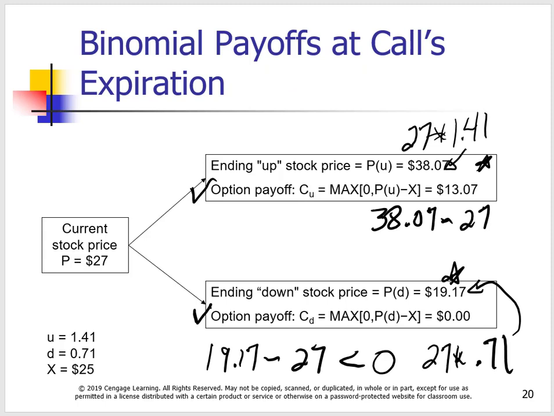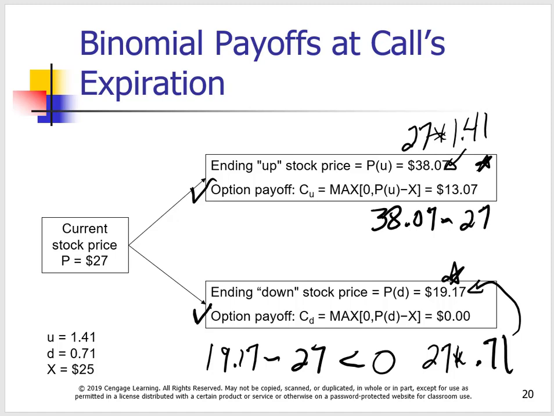So let's see how this binomial payoff might work. Stock price is 27. We predict that the stock price could go up by 1.41 times. So that means it could go up to $38.07. So what's the option payoff? Remember our formula. It's 0, or if the price minus the exercise price is positive, then it has value. So in this case, $38.07 minus the $27 strike price would give us this $13.07.